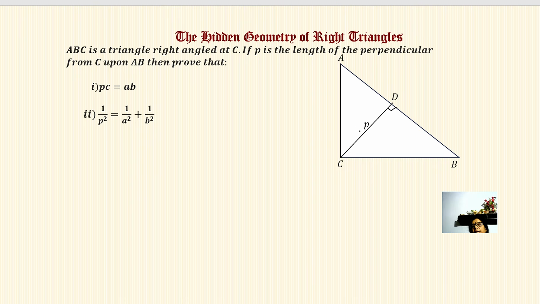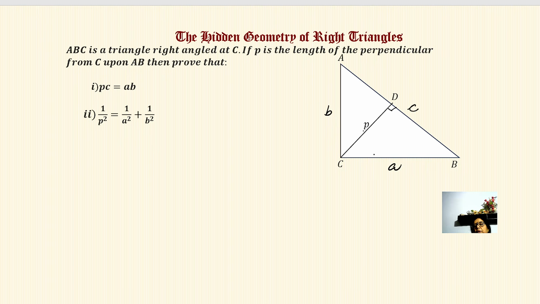Now let us understand what is p and what is c and what is a. Small a is the side opposite the vertex A, small b is the side opposite the vertex B, and small c is the side opposite the vertex C. So pc, that means product of CD into AB, should be equal to BC into AC. That is the first thing we have to prove.